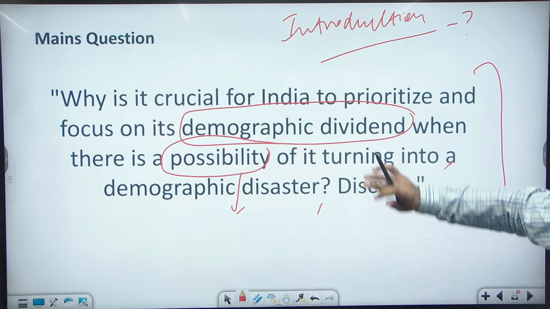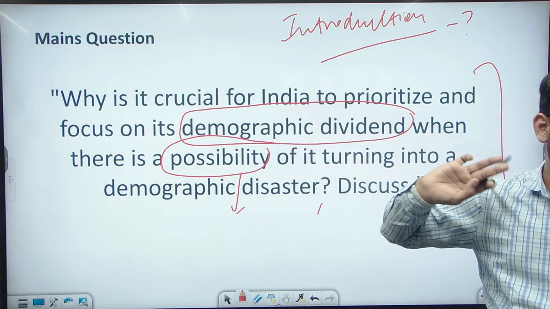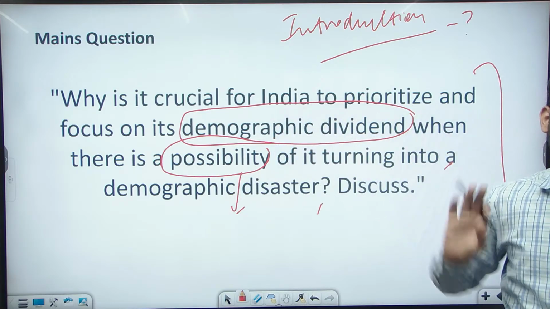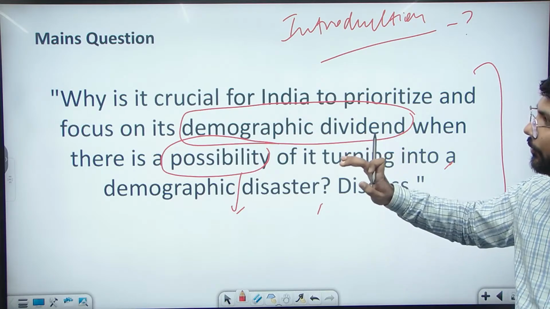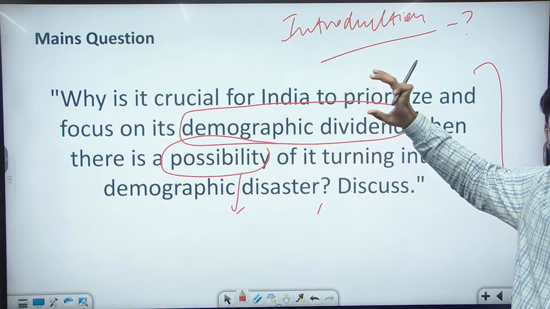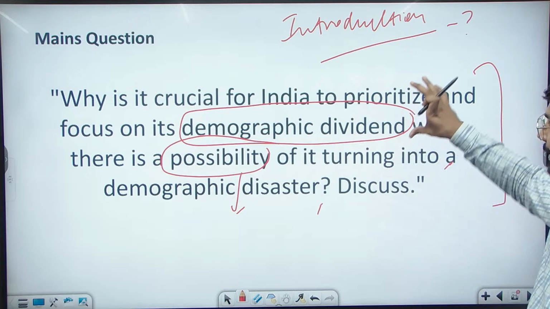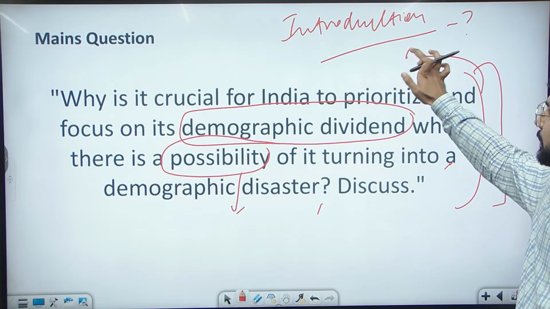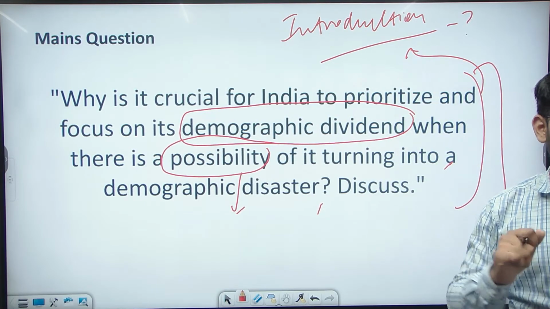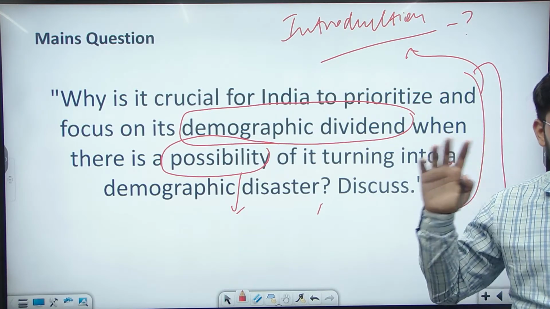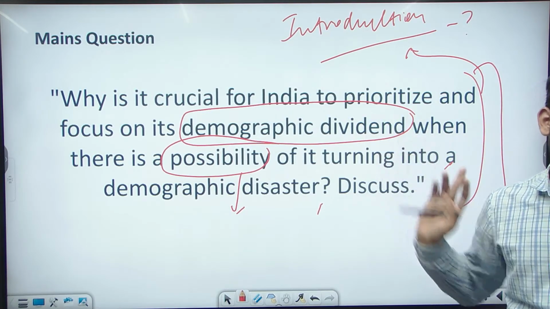Here we need to focus on reading the question twice or thrice. You will get an idea of exactly what the question is demanding. Then write the introduction according to the demand of the question, so that the essence of the question appears in your introduction itself. So whenever the examiner is reading your introduction, he should know that this person knows what has been asked.